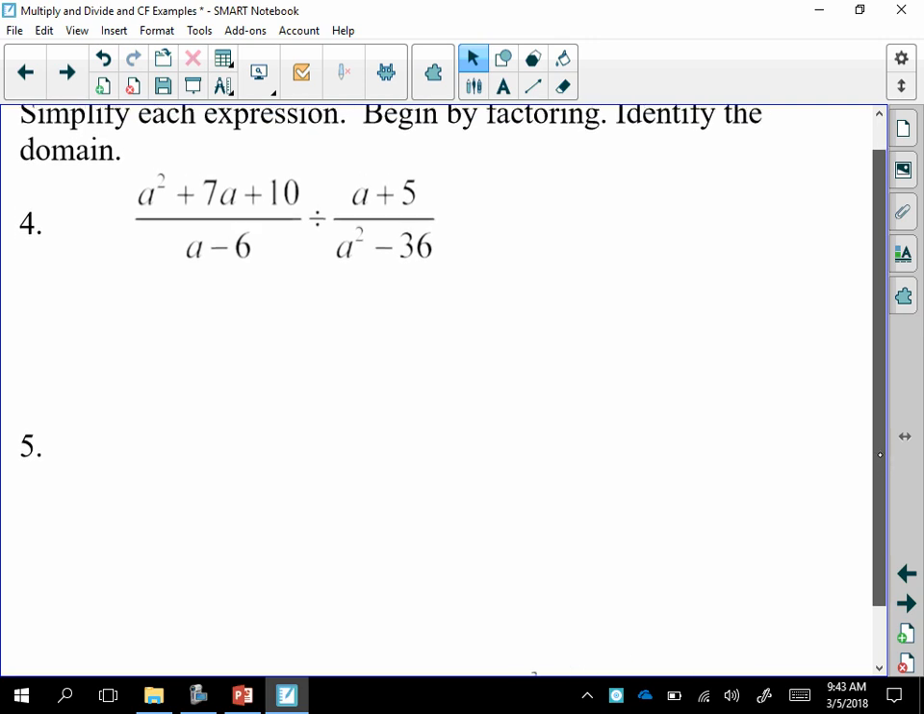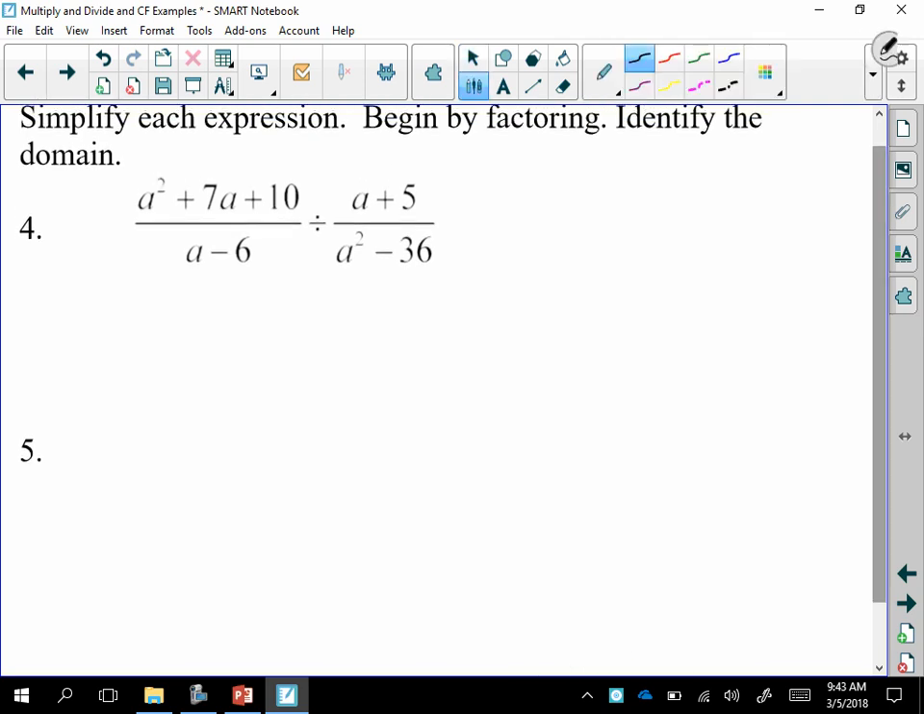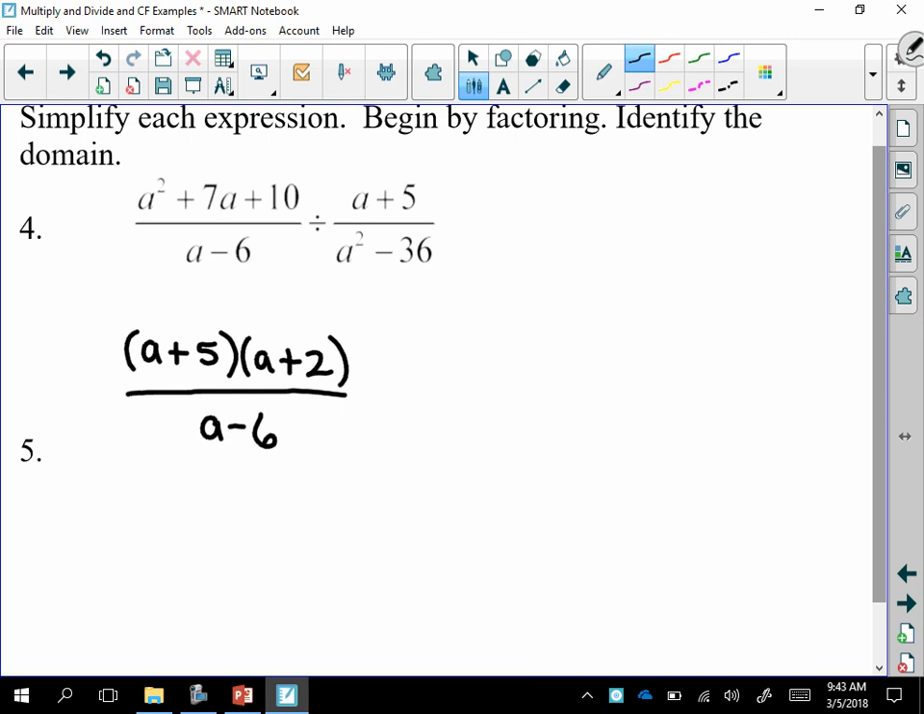The first thing I'm going to do is factor, of course. So the numerator we'll factor is a plus 5 over 8, or times a plus 2. This would be a minus 6. And then you notice it's division. So I'll go ahead and factor this, but I know that what I'm going to do in solving is actually multiply by the reciprocal.